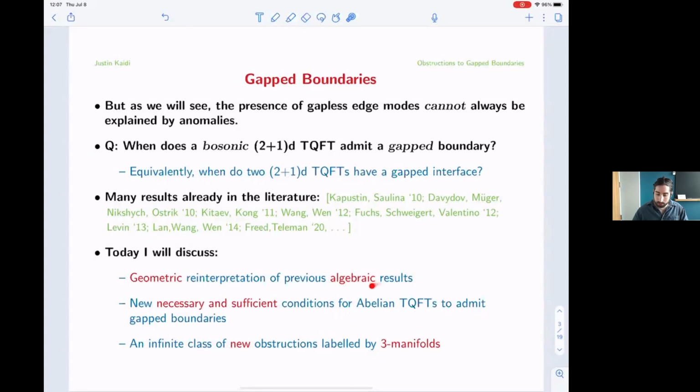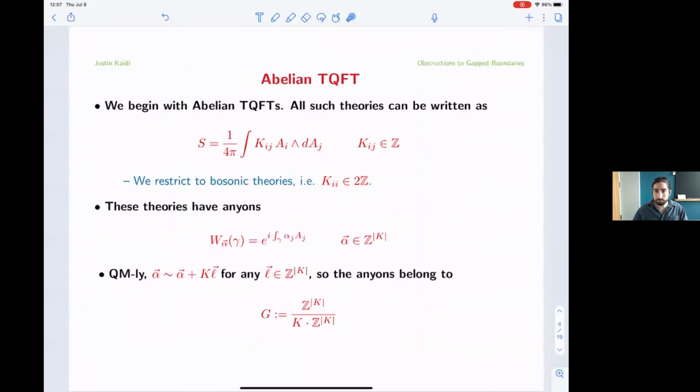Now, because Abelian TQFT is going to be such a central player in today's talk, I want to begin by just giving you a lightning introduction to Abelian TQFT. Okay, so what's an Abelian TQFT? Well, all such theories, all Abelian TQFTs, can be written as K-matrix theories. So it's basically some U(1)^n, some copies of U(1) Chern-Simons theory, and the Chern-Simons level is some matrix here, which is the K matrix. So it's some symmetric matrix and has to be quantized.